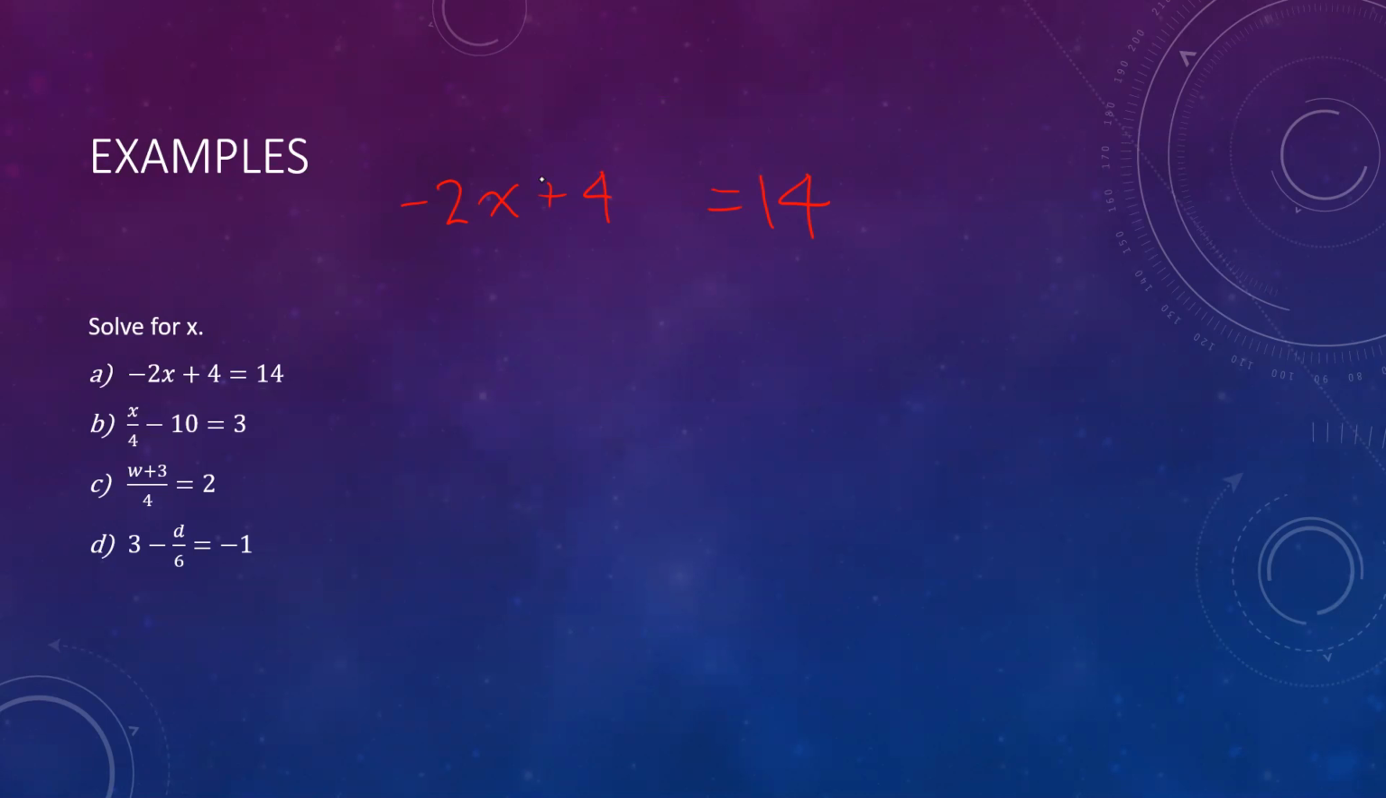So I might want to just highlight this, so I'm really well aware of what my goal is. My goal is to isolate for x. So what I'm going to do is take away the 4 first, because the 4 is the furthest away from the x on the one side, right?